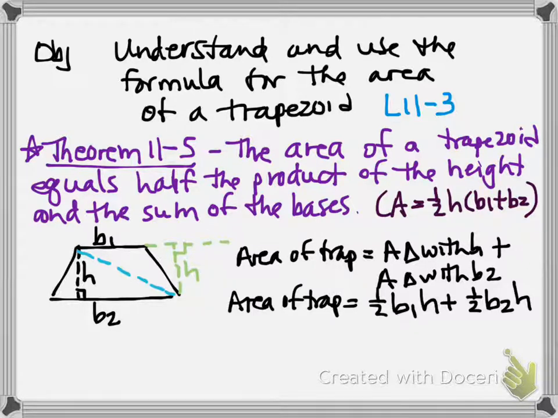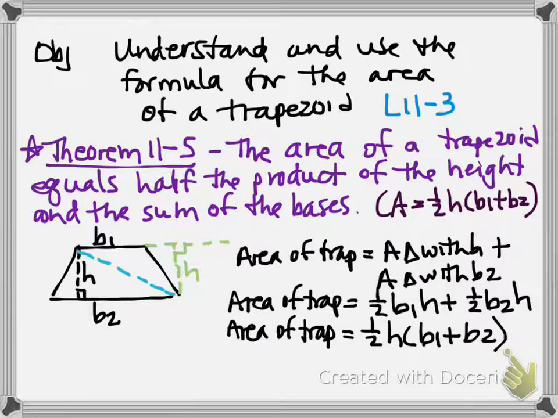Notice that both of those formulas have a half and an h in common. So if I factor out 1/2 h from this first product, I'm left with B1. If I factor out 1/2 h from the second product, I'm left with B2. And there's your formula. It simply comes from the fact that you have two triangles that make it up.